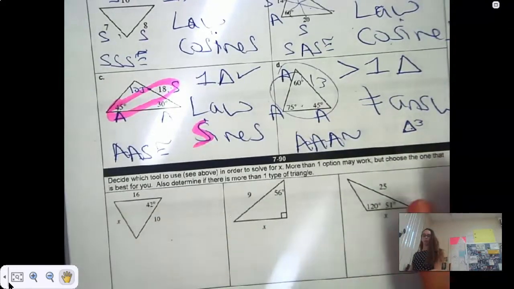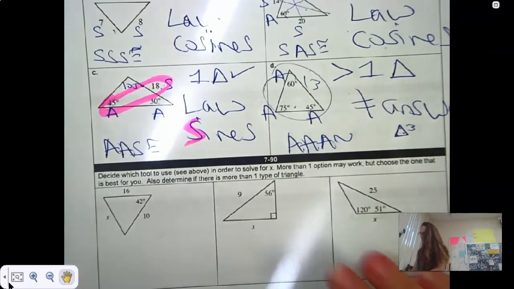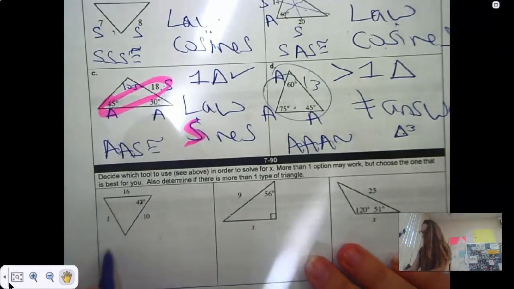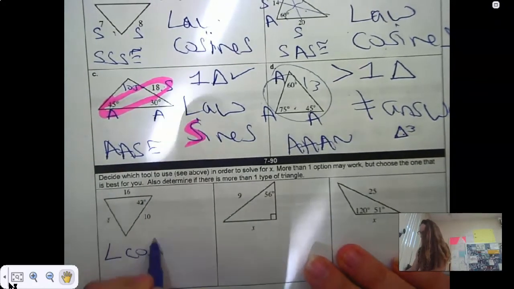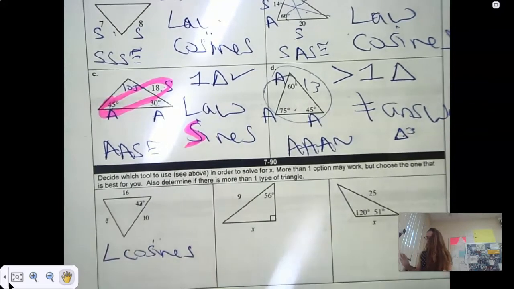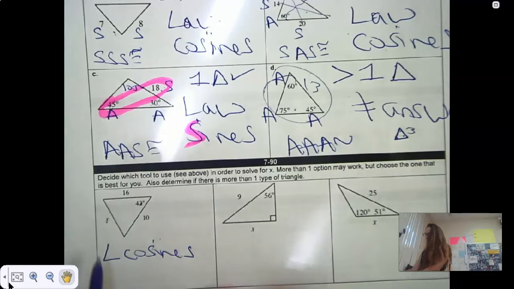All right, let's play the game again. So decide which tool to use. Match, no. Match, no. You would have to do the law of cosines. And I don't want to find it. Okay, right now you can just find it on your own.